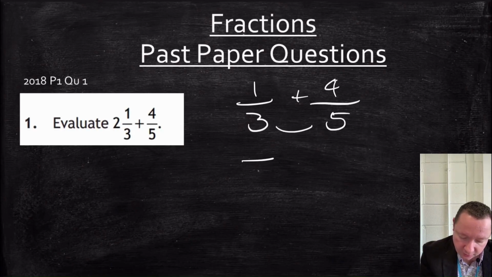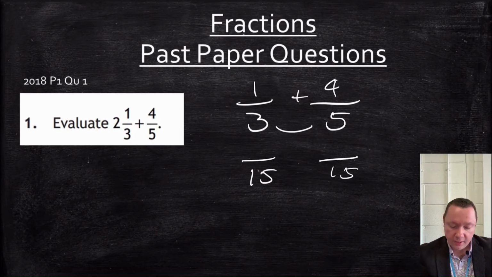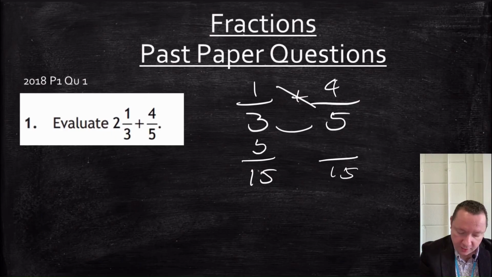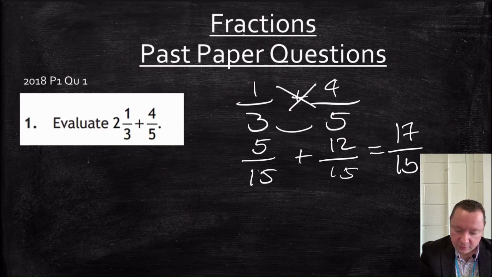3 times 5 is 15. So that's my common denominator. 1 times 5 is 5 for the first fraction. 4 times 3 is 12. Putting it together, I get 12 plus 5 is 17 over 15.